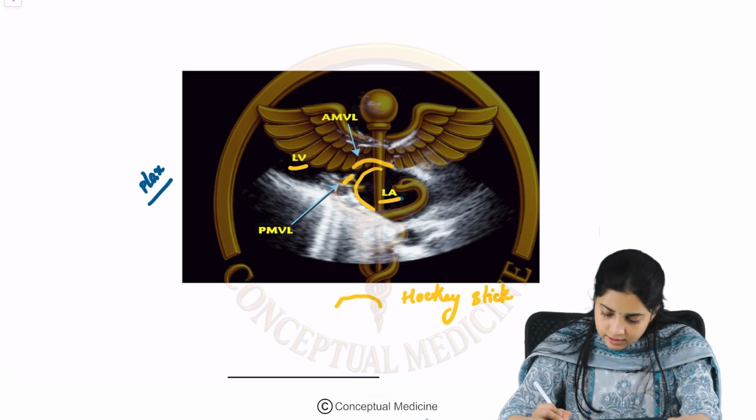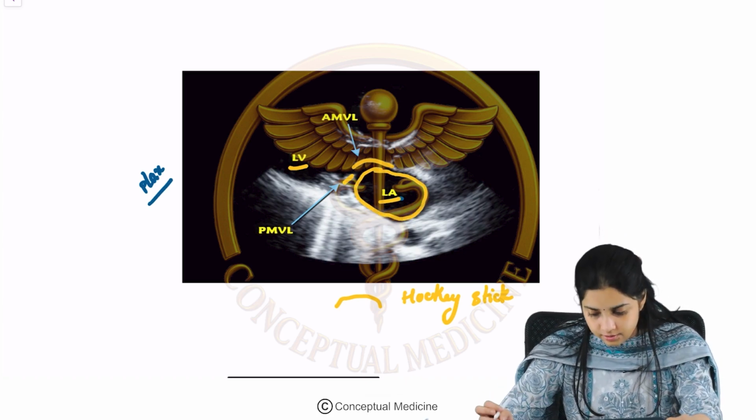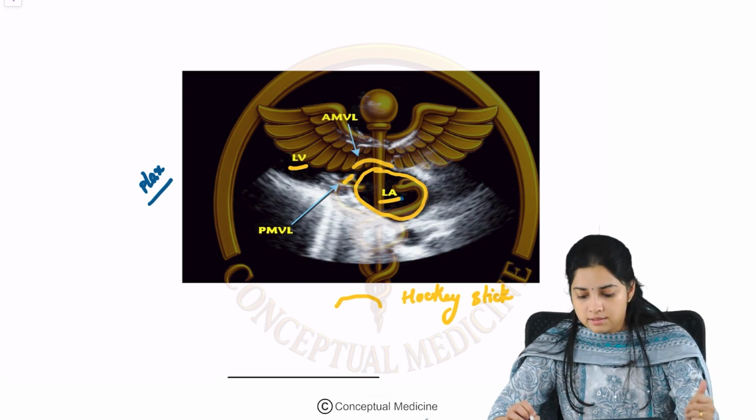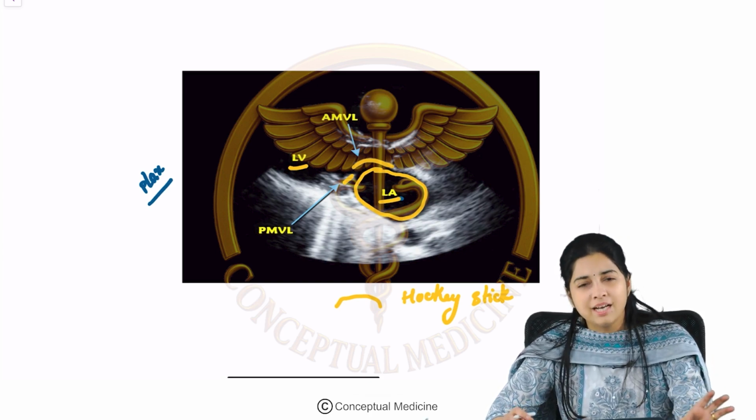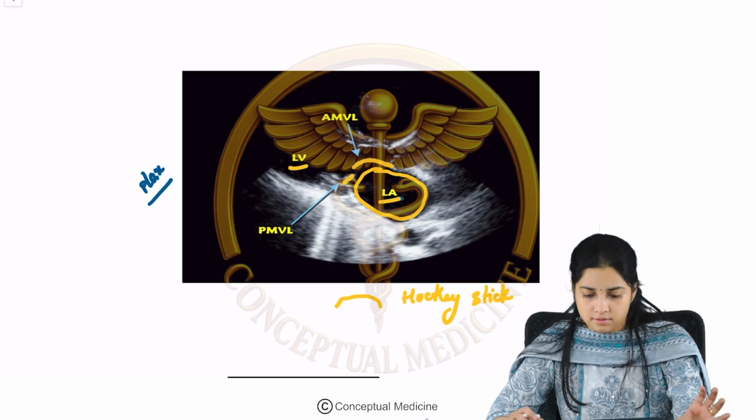And can you see that the LA is also quite enlarged, right? So the hockey stick appearance of the mitral valve is what is seen in mitral stenosis.